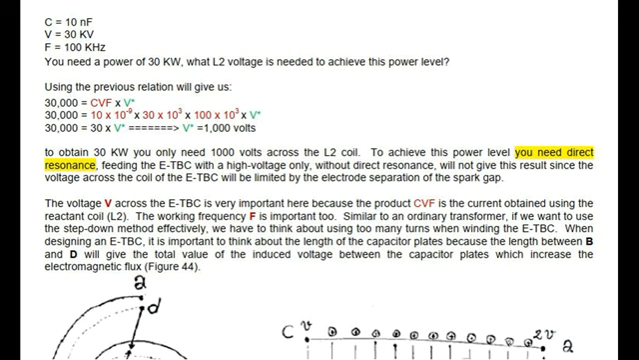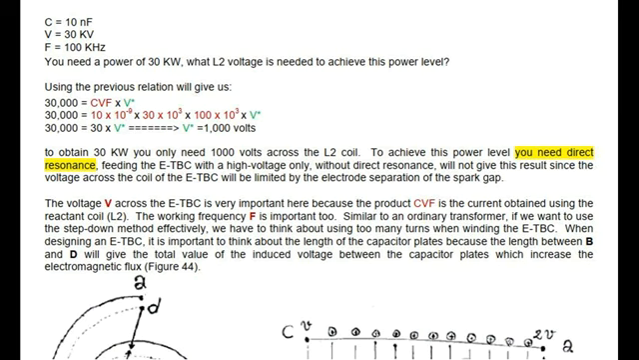Using the previous relation will give us 30,000 equals CVF x V*. 30,000 equals 10 x 10^-9 x 30 x 10^3 x 100 x 10^3 x V*. 30,000 equals 30 x V*, so V* equals 1000 volts. To obtain 30 kilowatts you only need 1000 volts across the L2 coil.